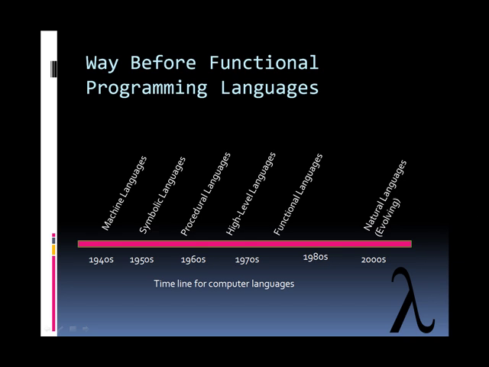Way before functional programming languages. Over the years, computer languages have evolved from machine languages to natural languages. This is the timeline for computer languages.